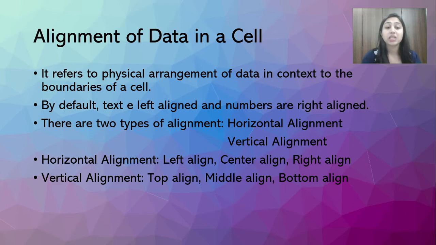In horizontal alignment, three types are there: left align, center align and right align. And in the vertical alignment, another three options are there: top align, middle align and bottom align. Okay, so students, let's see in practical. Already in the 4th standard we learned how to set left align, center align and right align. So today in the 5th standard we learn how to use the top alignment, middle alignment and bottom alignment options. Okay, let's do it.